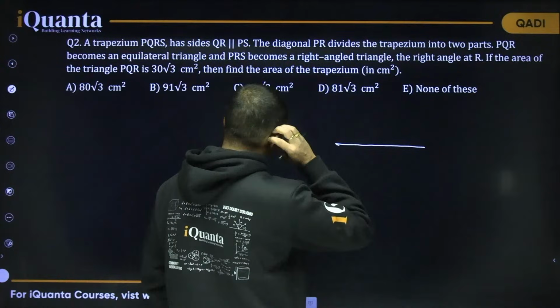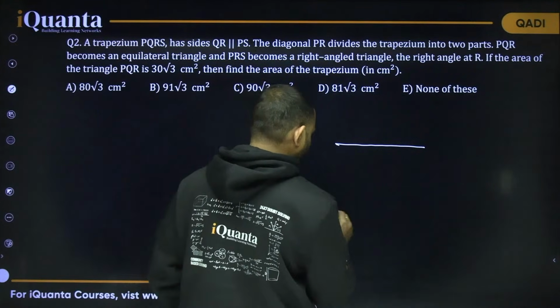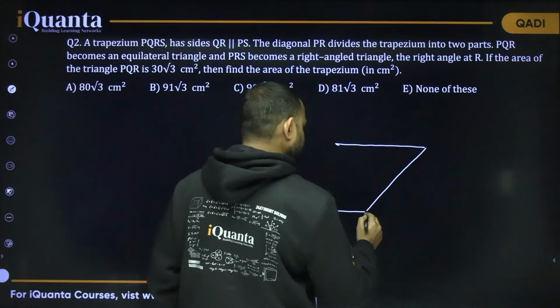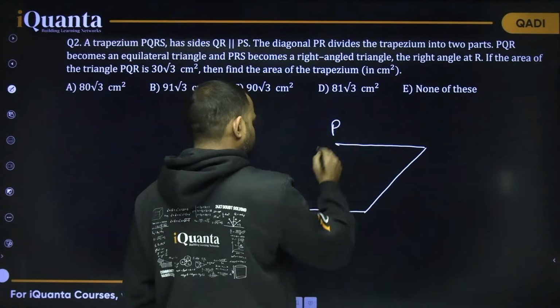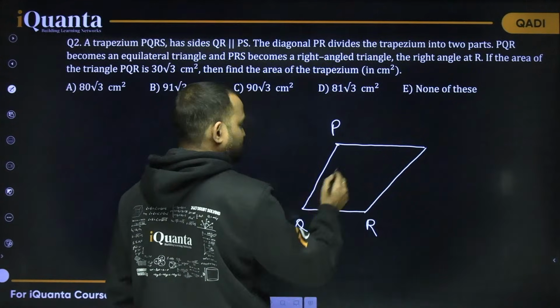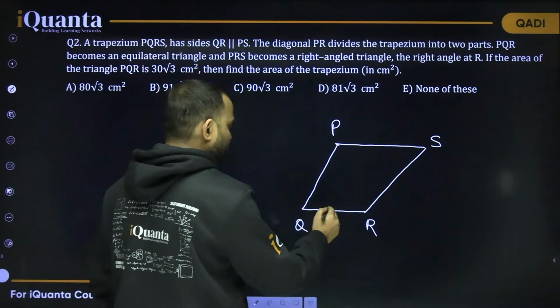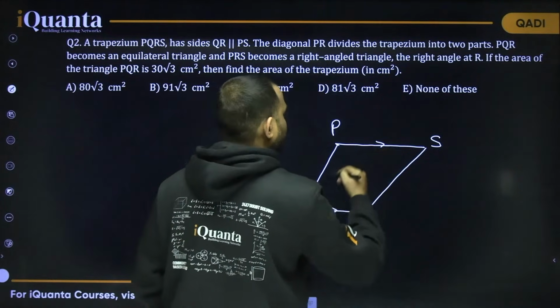So we have QR parallel to PS, right? So we can draw something like this. P, Q, R and this RS. QR is parallel to PS.